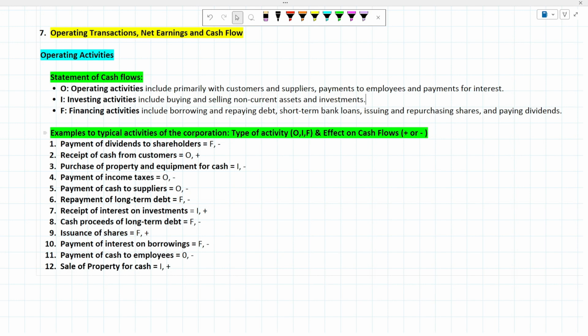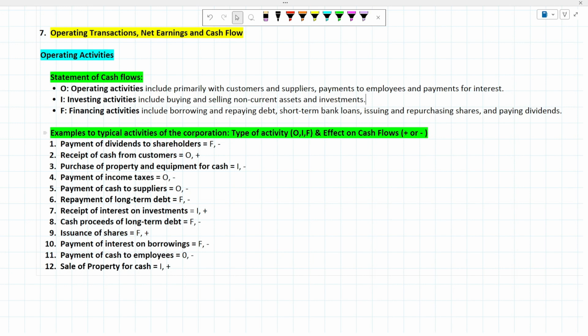4, payment of income taxes. This would be an operating activity and it would be minus on the cash flow. Number 5, payment of cash to suppliers. This would be operating activities as well, and also minus on the cash flow since we're dealing with suppliers. 6, repayment of long-term debt. This would be a financing activity, which is also a negative on the cash flow since we're repaying debt. 7, receipt of interest on investment.